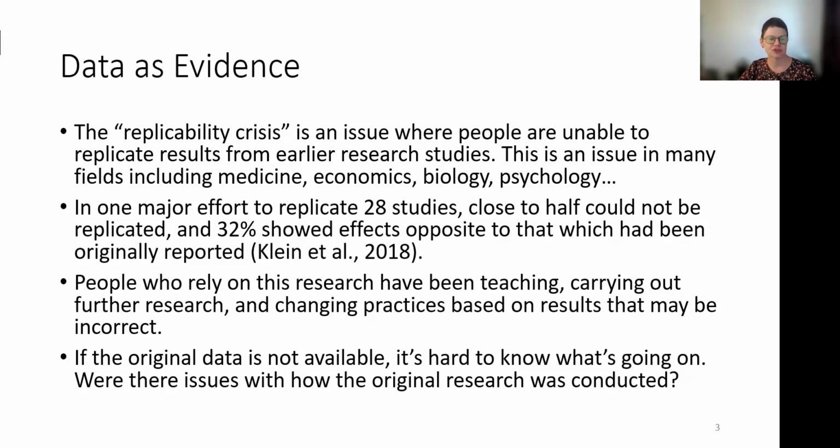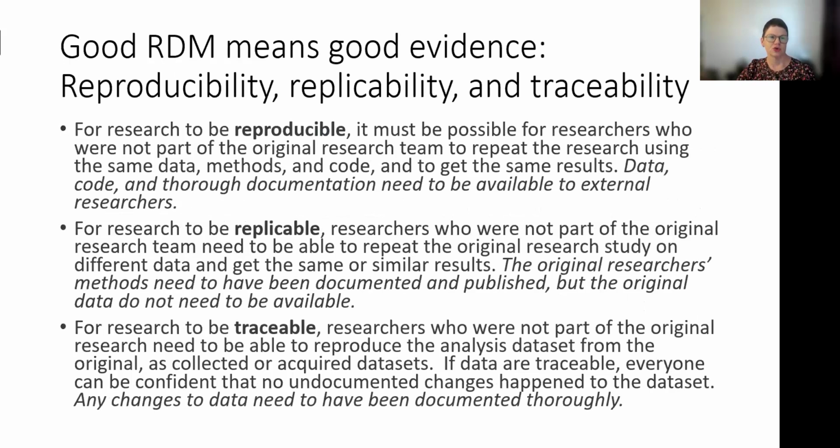If the original data is not available, it's hard to know what went on with the original research. Were there issues with how the original research was conducted? Was someone being fraudulent? Did somebody make a mistake in the analysis? Who knows? So good research data management means good evidence, which means reproducibility, replicability, and traceability. These are three related but distinct concepts that help explain why good research data management is an important part of doing research that can be trusted, and also give you some guidance as to what sort of things you need to do good research data management.